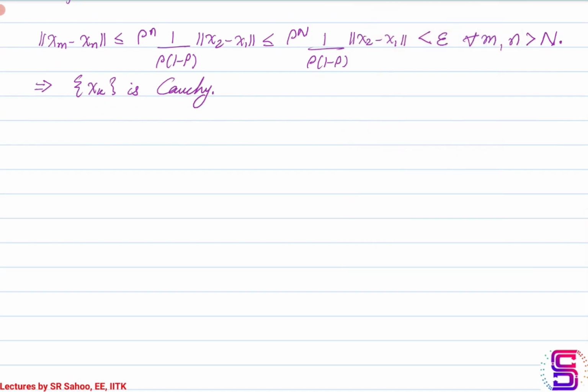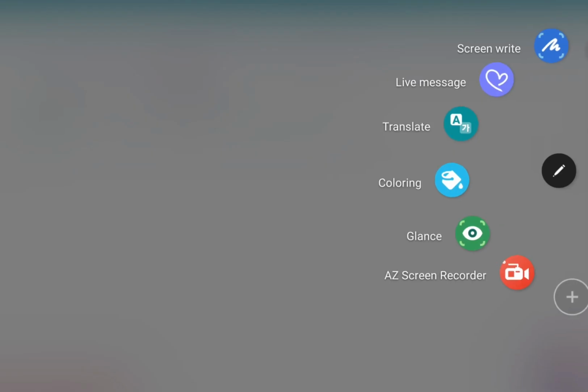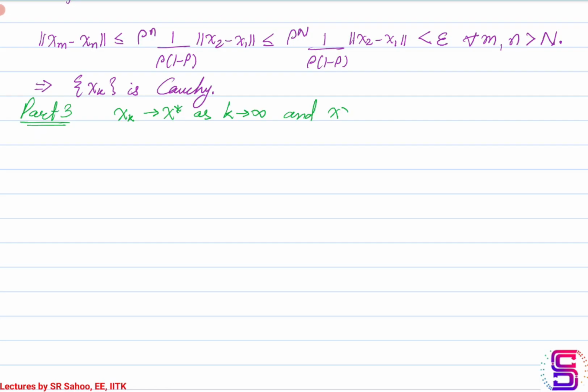This brings us to the third part. Part 3. What does part 3 say? That xk converges to x star as k approaches infinity and x star belongs to S.